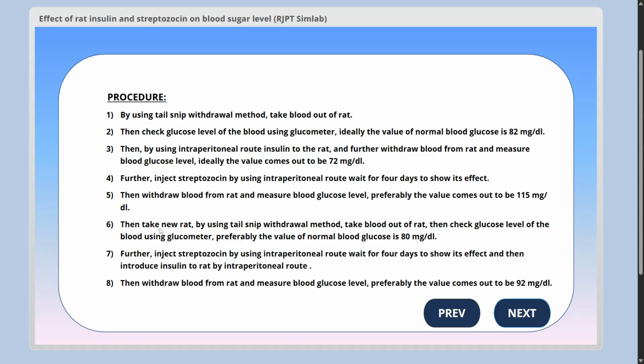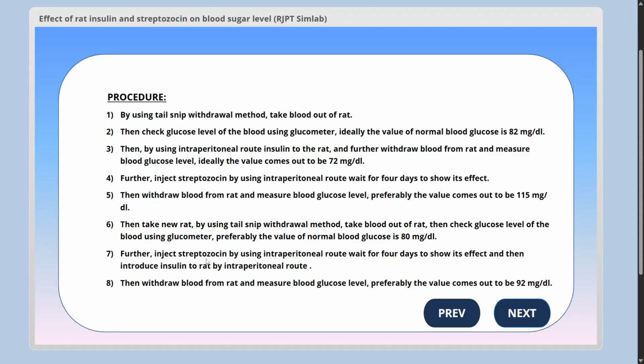115. Then take a new rat by using the tail snip withdrawal method. Take blood out of the rat, then check the glucose level of the blood using a glucometer. Preferably, the value of the normal blood glucose is 80 mg. So now we have to take a second rat, and again by the tail snip withdrawal method, withdrawing blood from the tail vein of the rat, we measure the blood glucose level using the glucometer, and normally it should come around 80.